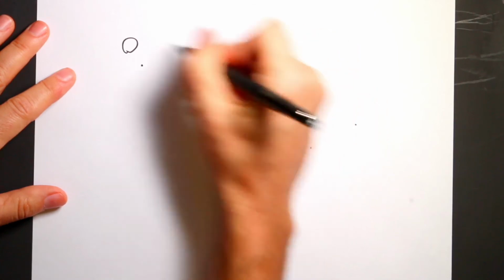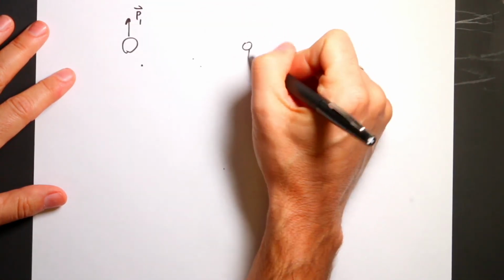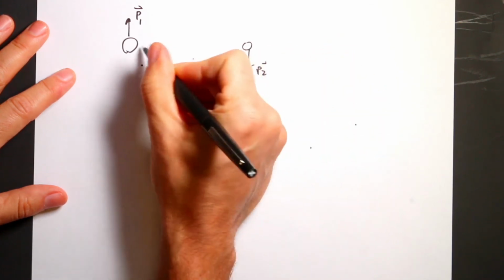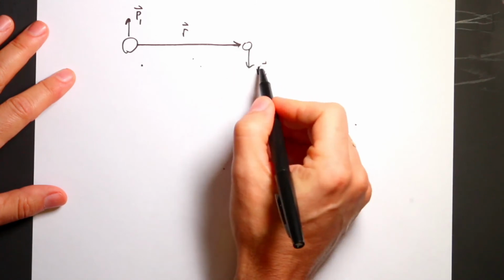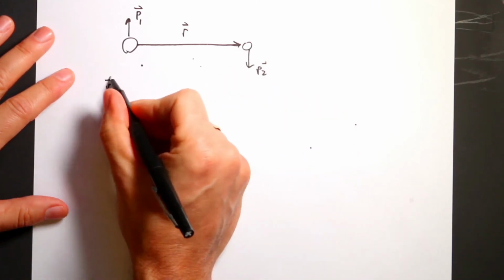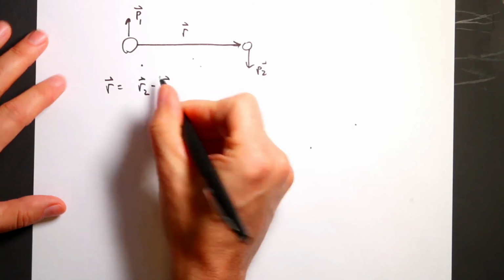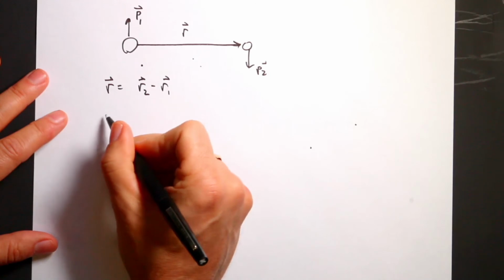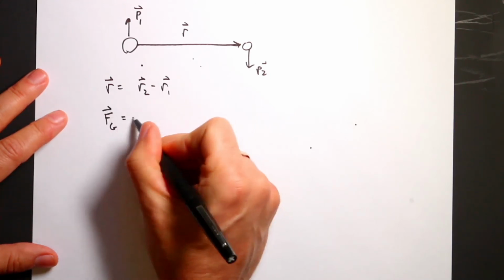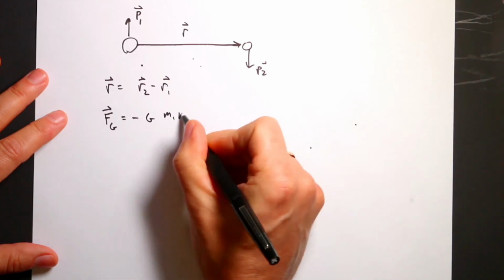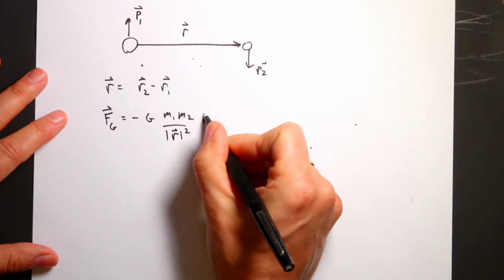So here's my 2 planets. Let's say this has a momentum P1, and this has momentum P2, and this is the vector r. I can say r equals r2 minus r1. I need to do that. And then I can calculate the gravitational force as this: Fg vector equals negative g m1 m2 over the magnitude of r squared times the unit vector r hat.